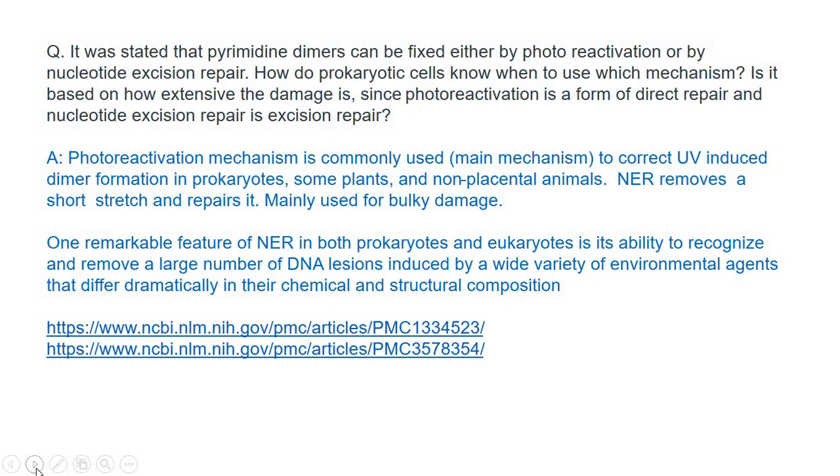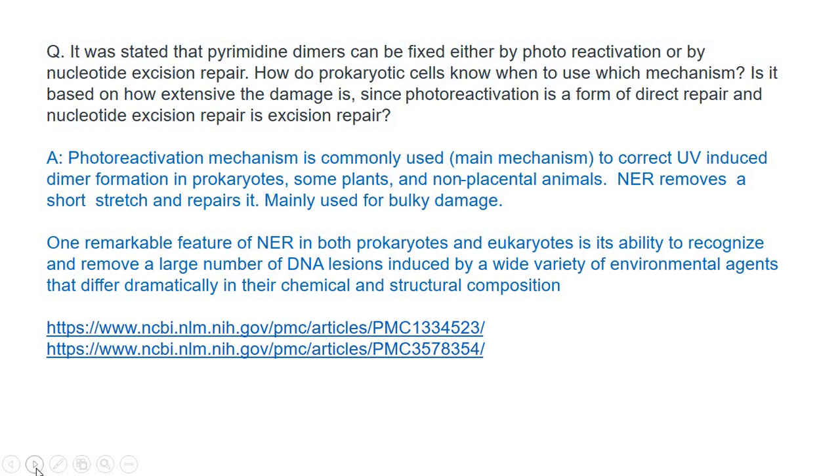Photoreactivation is a direct repair, right? It fixes the dimers usually caused by UV radiation. If there are two thymines together in the sequence, the UV radiation will make them bind to make a dimer. Those dimers can be directly repaired by photoreactivation.